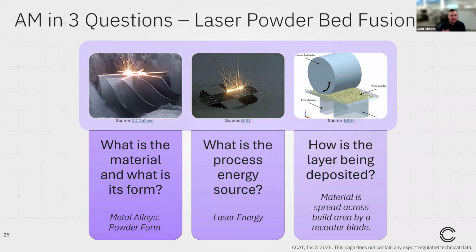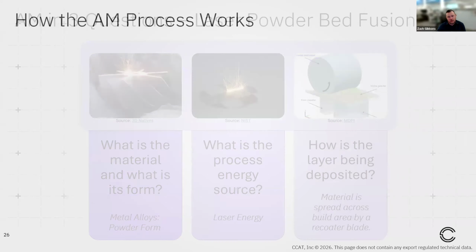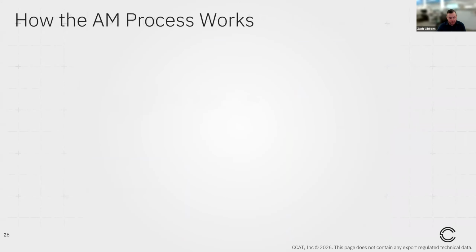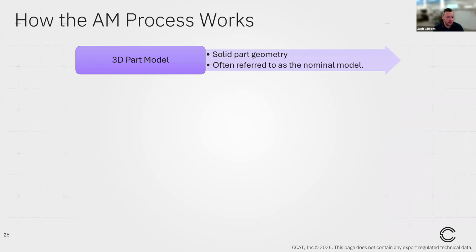So looking at how the AM process itself actually works, this is going to be pretty universal to almost all of the additive processes out there. And it's all going to start with that 3D model, right? We can consider this our solid part geometry, and we often refer to this as our nominal model. We can think of this as our theoretically perfect geometry, right? So this is what we're attempting to print with the printer.